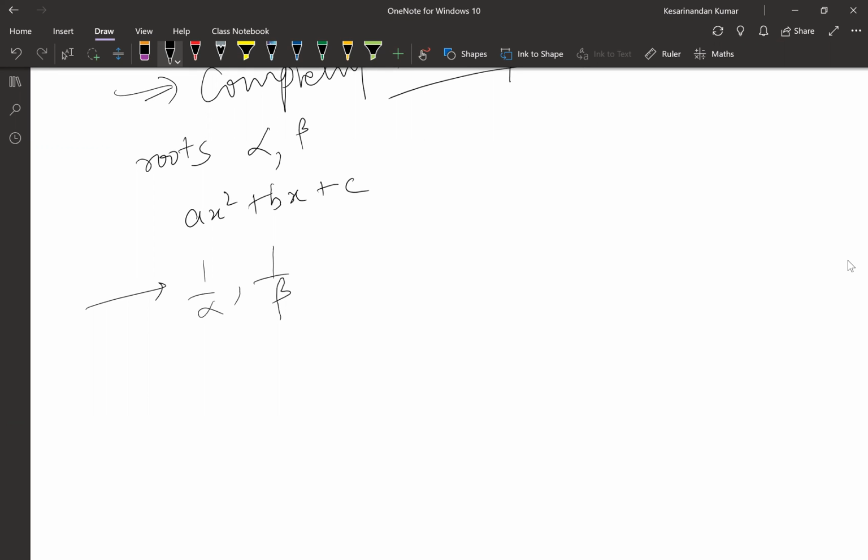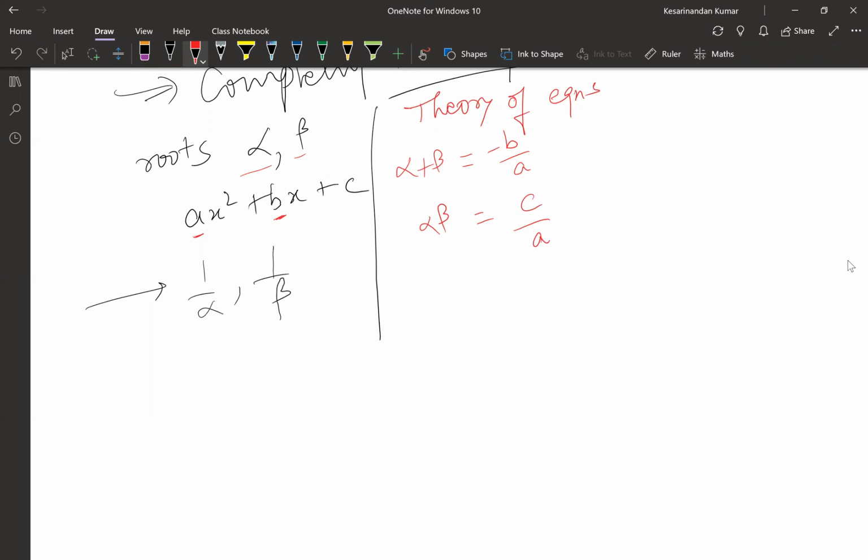Anybody? Okay. Let me tell you one more thing that might help you slightly. That is a simple concept known as theory of equations. So here, if alpha and beta are the roots of the equation, alpha plus beta, the sum of the roots, is minus b by a. And the product of the roots, alpha into beta, is c by a. This c by a will give you the value of the product of roots.